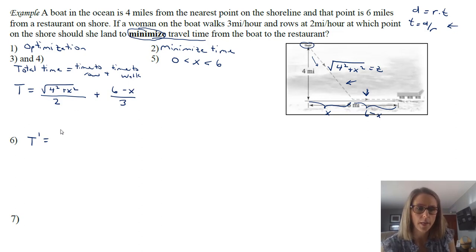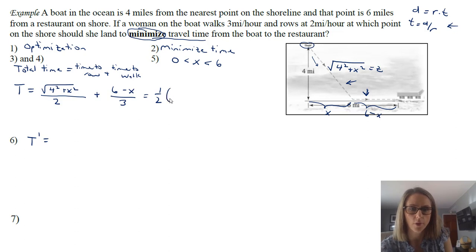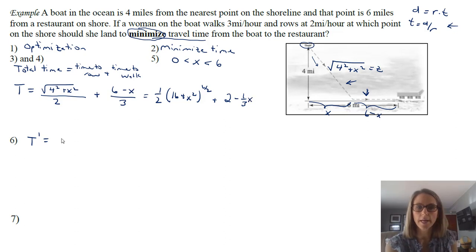Notice that if you want, you can rewrite this. This is 1/2 times 16 plus x squared to the 1/2, plus 6 minus x over 3. If you want, you could just write that as 2 minus 1/3 x. That would obviously be a good way to look at it.